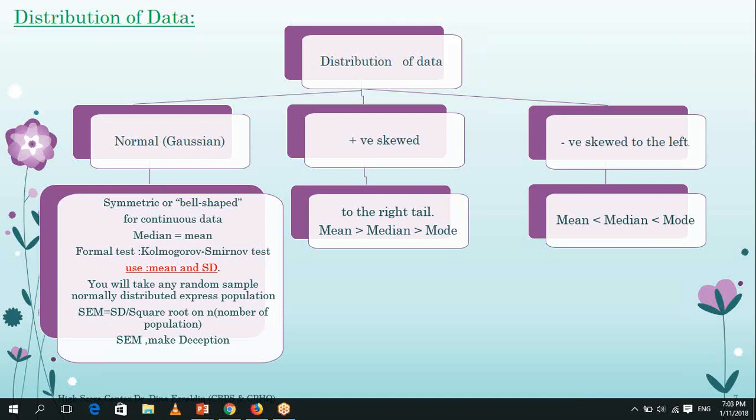What is the meaning of population? Population is a group of people carrying the same characteristics, like diabetic patients, all of them diabetic, or hypertensive patients, all of them having hypertension. So this is the population. If we want to express our sample, we will use the standard deviation to express variability. But if we want to express the whole population, we will use the standard error of the mean.